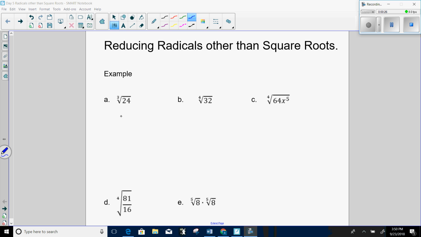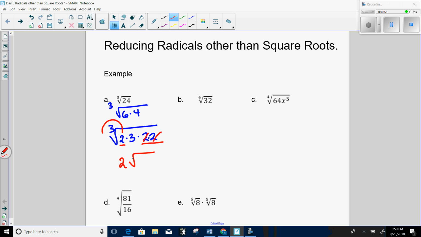So what I do is I do the exact same thing. I start by breaking down 24. So 6 times 4. Then I start breaking that down, and I look, the cube root of 6 is 2 times 3. 4 is 2 times 2. And then what I'm looking for is a group. Notice I have 3 2's. One of these 2's comes out. The other 2 get crossed off. So this would be 2 and the cube root of 3. And this would be your final answer.